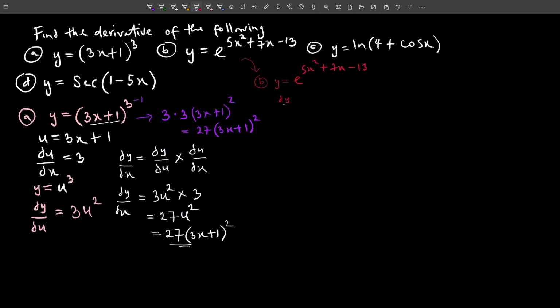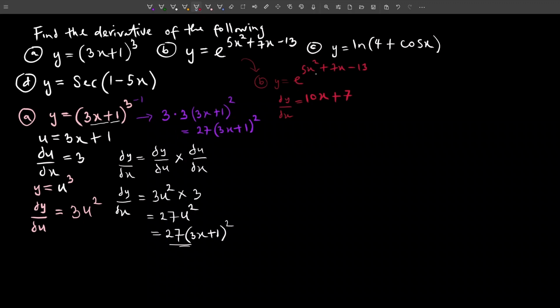So dy/dx is equal to, first, differentiate the inner function. The inner function here is 5x squared plus 7x minus 8. If you differentiate that, what do you get? You get 10x, plus 7x will give me 7, then minus 8 becomes 0. So I differentiated the inner function. Now the outer function.